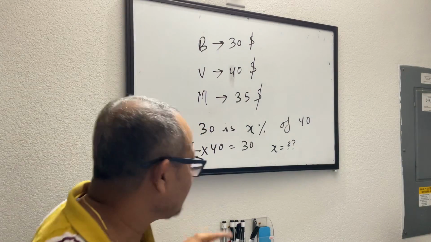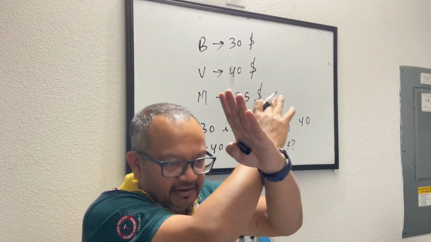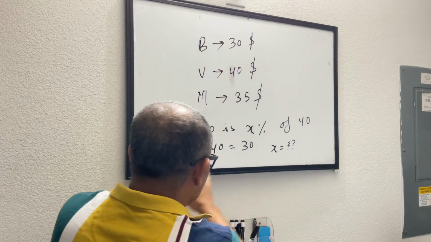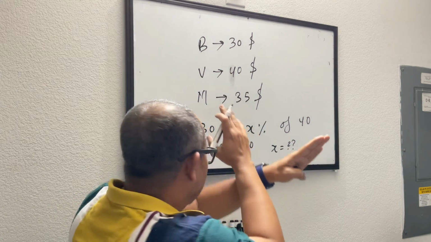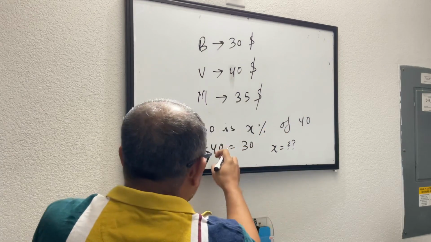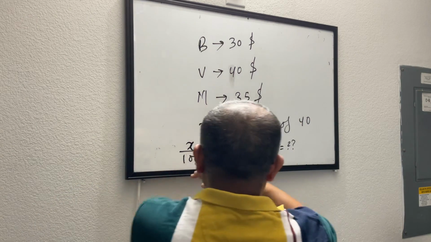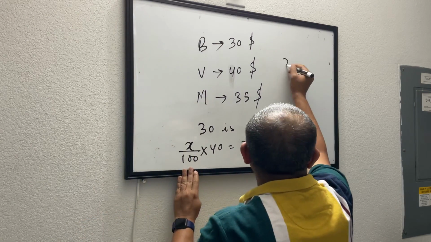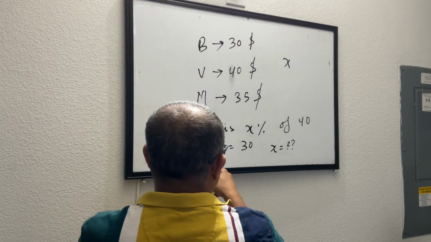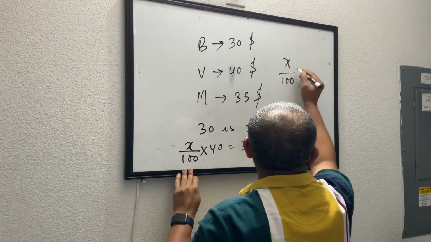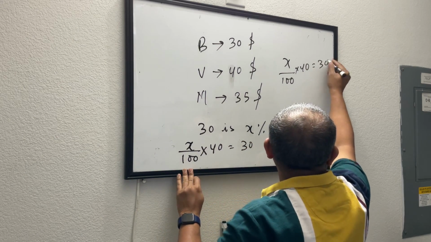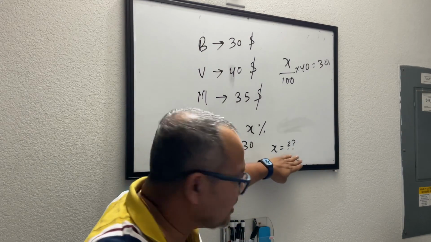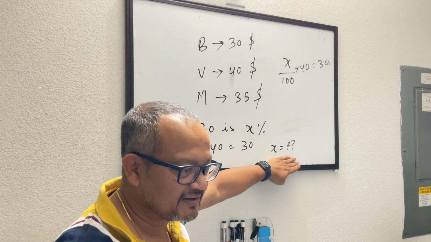Now here, remember this. When you're dealing with only a multiplication thing, whatever is above comes down, whatever is below goes up. So I'm trying to keep X here: X by 100 into 40 equals 30. I'm trying to find out what X is. This is my ultimate destination. This is where I want to get to.